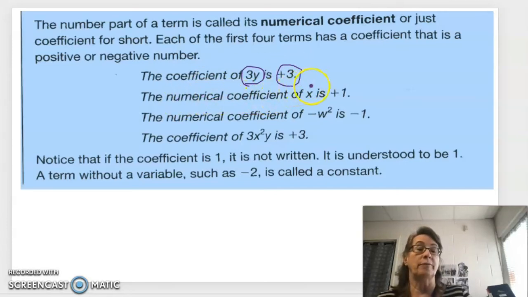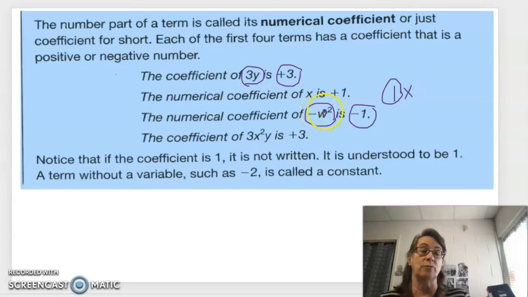The numerical coefficient of x is 1. Now, when we see an x sitting here with nothing in front of it, then it's understood that it's 1x, and that is positive 1x. So the numerical coefficient of negative w squared is negative 1, because there's nothing in front except a negative sign. We assume that is negative 1. And the coefficient of 3x squared y is a positive 3. Notice that if the coefficient is 1, it is not written. It is understood to be 1.